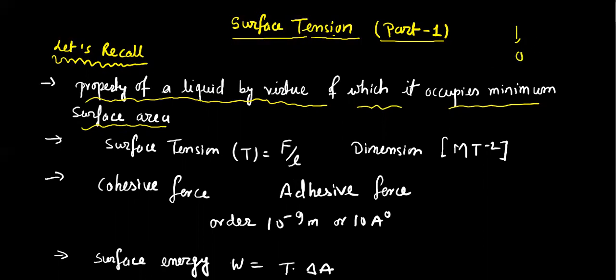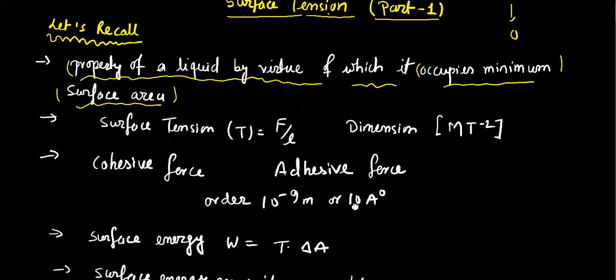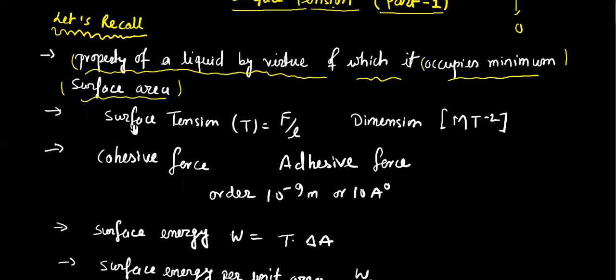In general we can say that surface tension is just a property due to which any liquid surface behaves as a stretching membrane or tries to occupy minimum possible area. So this is all about the surface tension. The mathematical expression for surface tension is the ratio of force per unit length, and this is the length of a virtual line drawn on the surface of liquid.